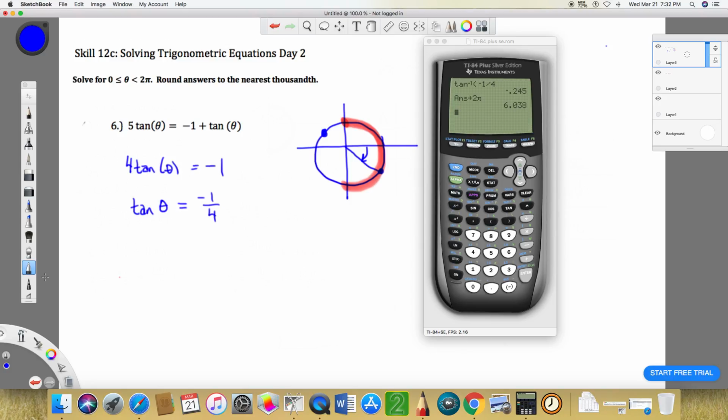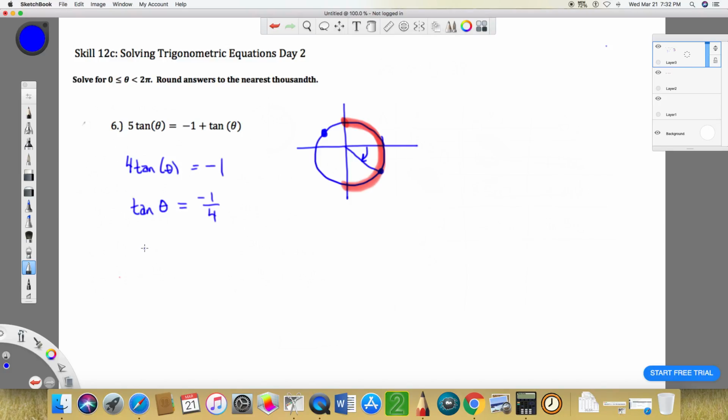6.038. Now that was that angle that was in quadrant 4, right? So we want that angle that's also in quadrant 2 here.